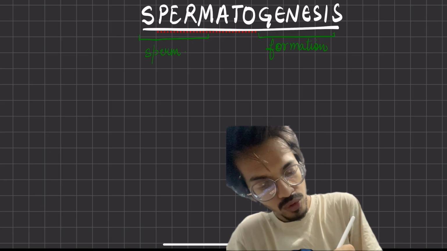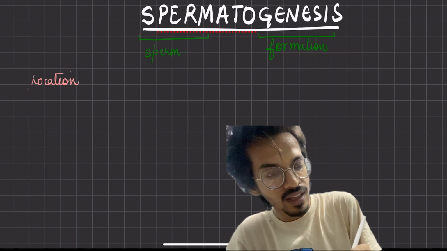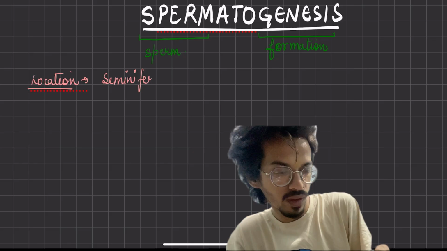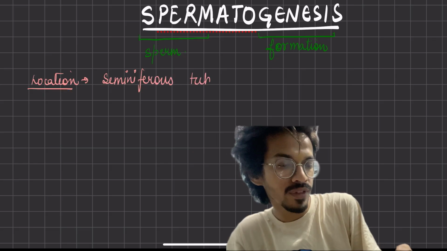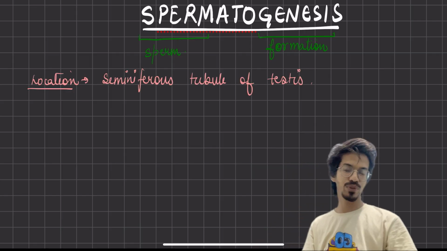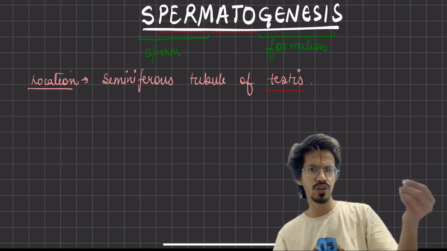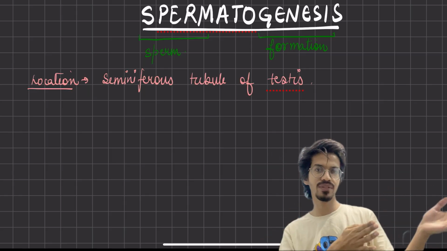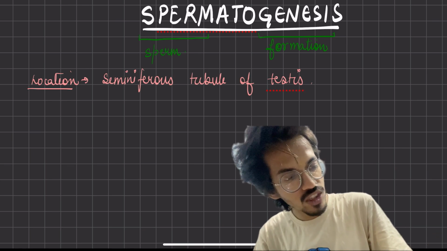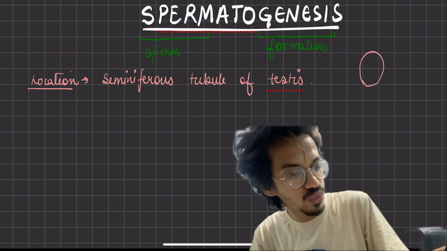First of all, you should know the location of the event, where is it occurring? It is occurring in the seminiferous tubules of the testes. Now the next thing we have to study is how a sperm looks. I'm not going into detail because that's a totally different topic. Here we are just studying the basics: your sperm will have a head-like structure where the nucleus would be present.